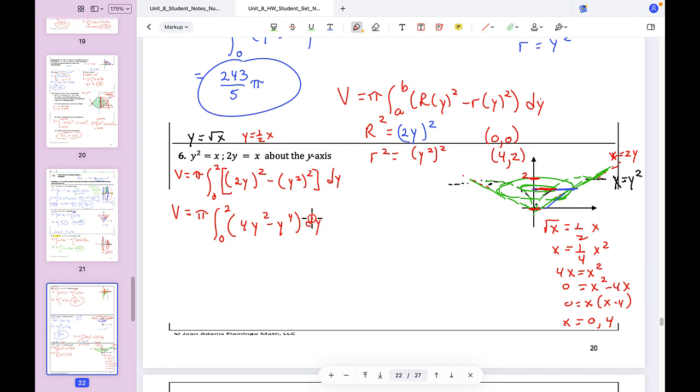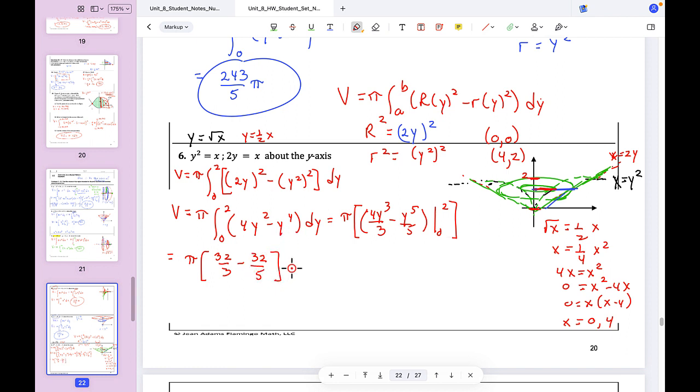This is a non-calculator section, so we have to do this by hand. So this will be pi times 4y to the 3rd over 3 minus y to the 5th over 5, and we're going from 0 to 2, which comes out to pi times 32 over 3 minus 32 over 5. And then, of course, it's minus 0.